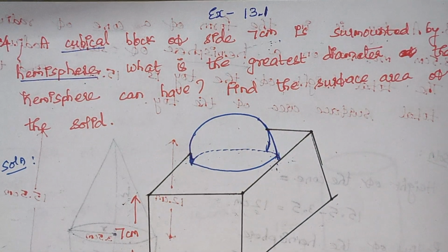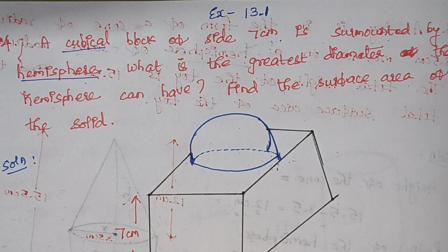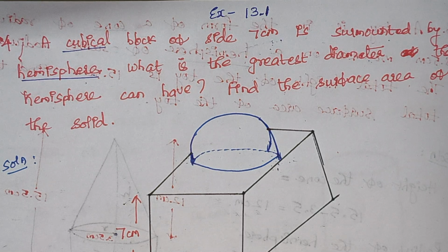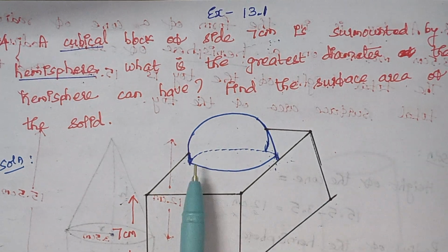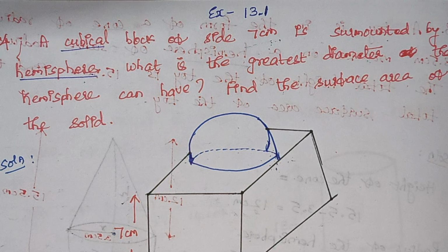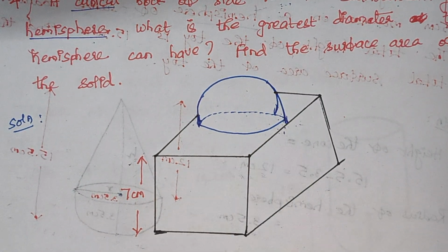So this problem is similar to the example problem number 2, right? So it's better to have a glance at the example 2 problem, and then you can view this problem because you will get a clear idea, right? So here the thing is, what is the greatest diameter? We have to find the diameter of the hemisphere which is mounted on the cube.